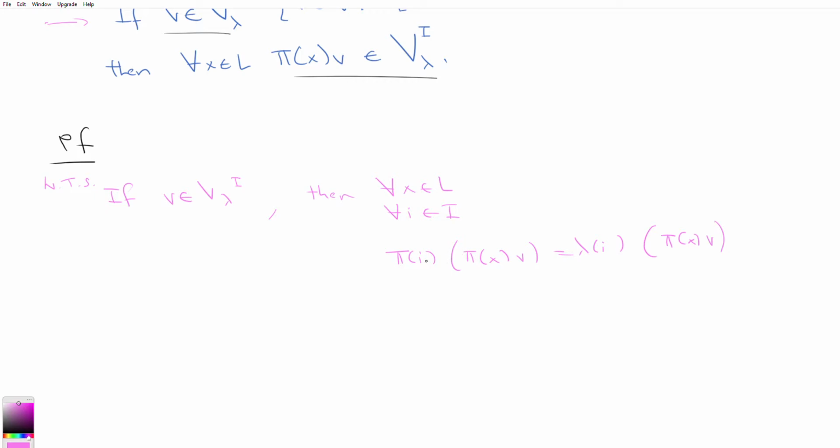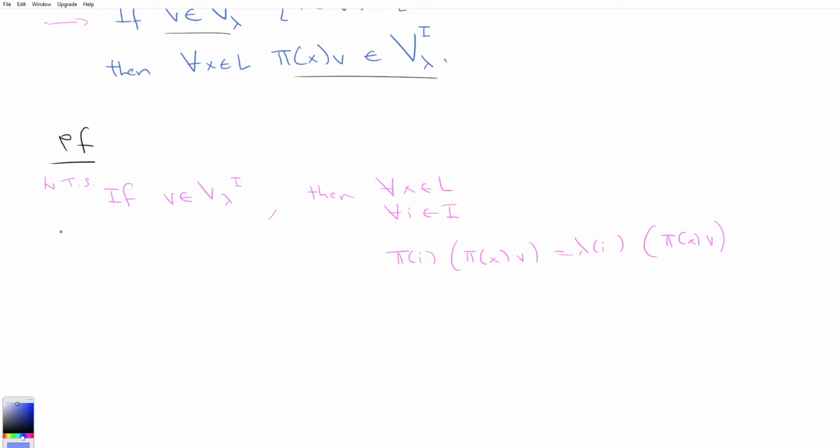And so the first step, it may not seem obvious how we're going to manipulate this. So the first step will be to just use what we know. And we know that v is a weight vector. And so that means pi of I acting on v will give us lambda of I acting on v. The problem is we have this pesky pi of x in the middle. And so there's got to be a way to reorient the order.